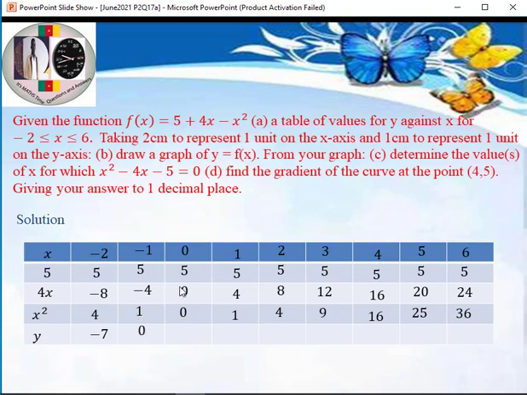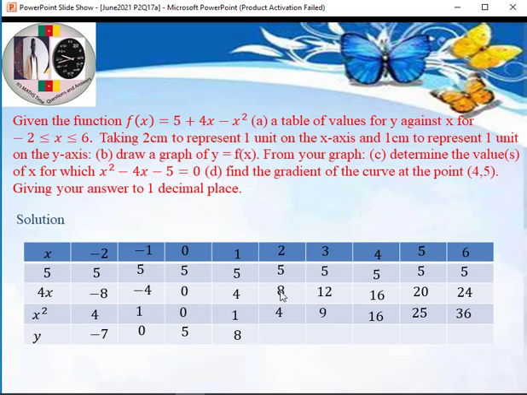5 plus 0 minus 0 is going to give us 5. 5 plus 4 minus 1 is going to give us 8. Because we are adding 5 plus the values of 4x, minus the values of x squared. So that's what we have.